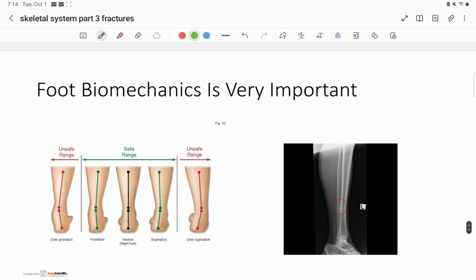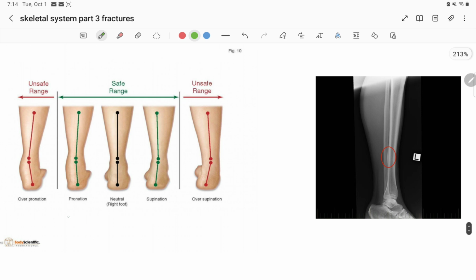Okay, one of the things that increases your chances for getting a stress fracture in the foot is abnormal biomechanics of the foot. Right here is normal. This is your safe range. So if you look at a person's Achilles tendon area, the back of their foot, and they have a little bit of pronation, it's okay. If they have a little bit of supination, it's okay. Ideally, you want the foot to be in a neutral position.